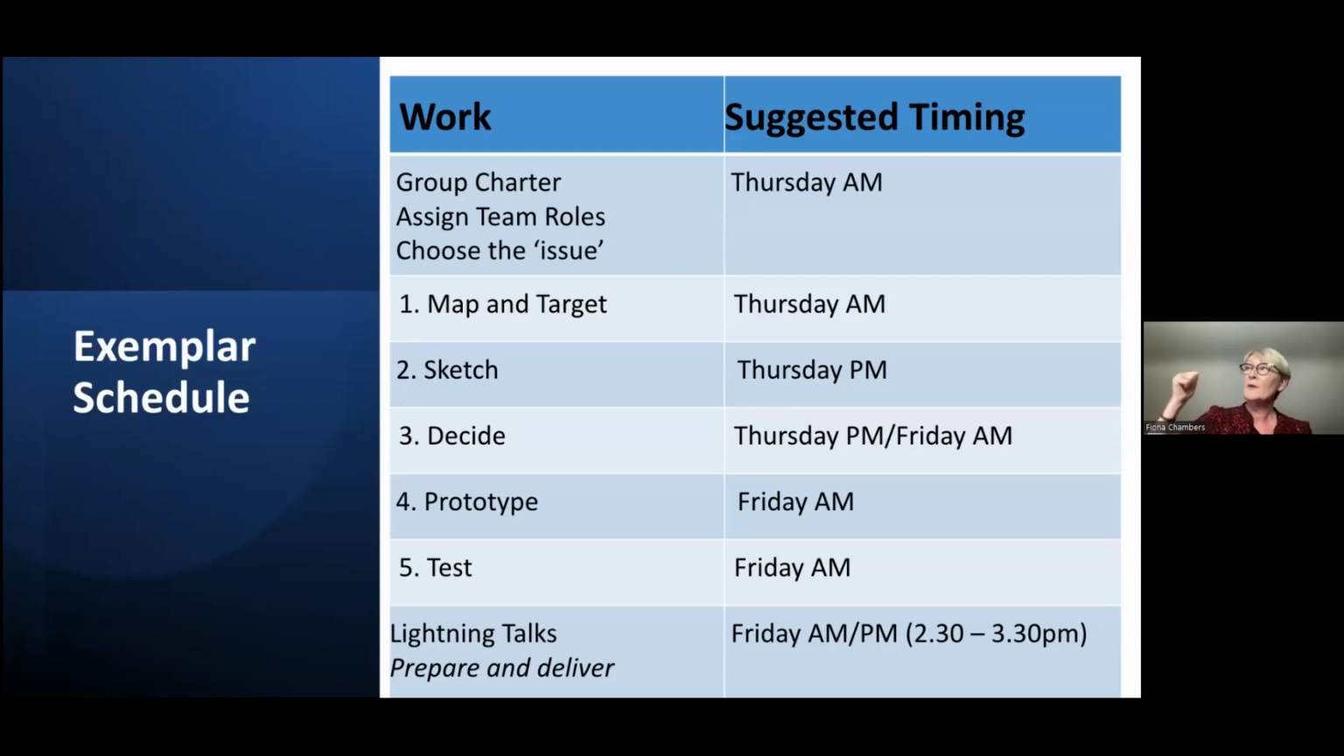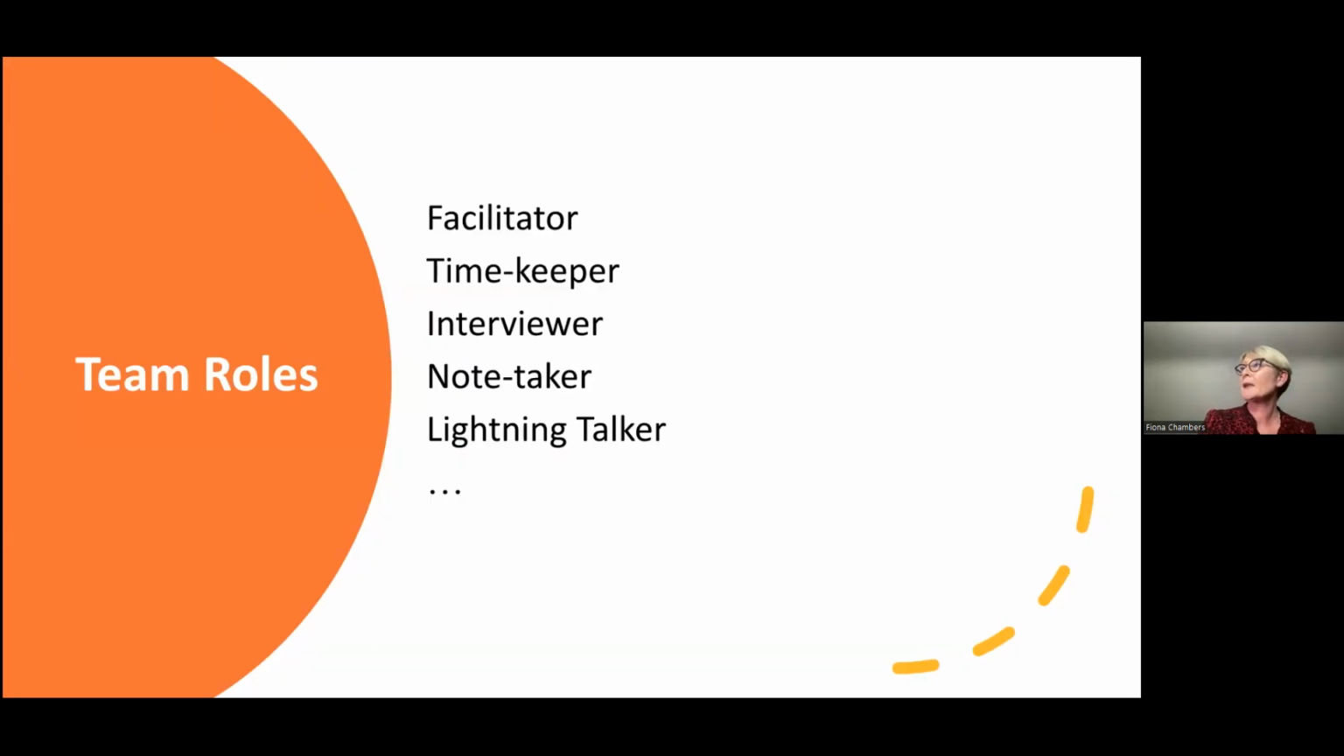Ignoring the timing section on the right-hand side, just look at the types of things you've got to do in a sprint. We always start with a group charter. We always assign team roles. And we always choose the issue we're trying to fix. So that problem we're trying to fix. And then we systematically move through the 5 steps. Okay? Map and target, sketch, decide, prototype, test. Okay, 20-80. Keep remembering that.